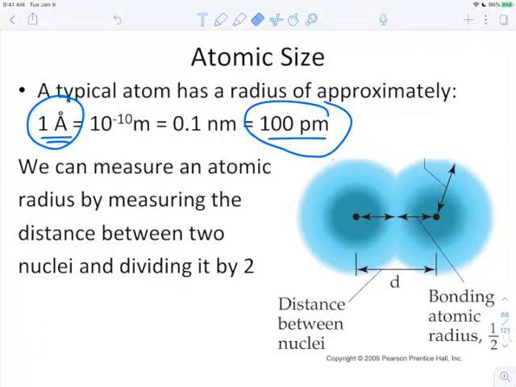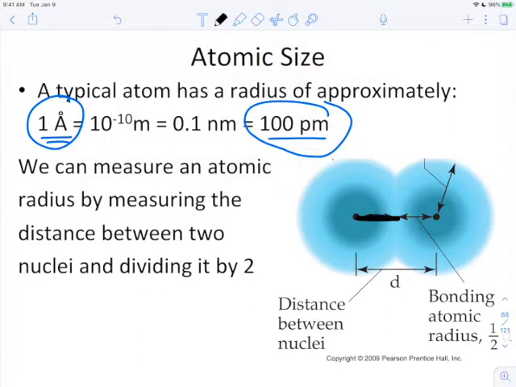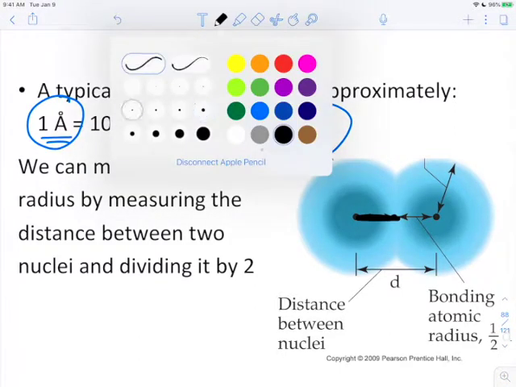All right, but what we do in order to figure out the radius, and we'll have this right here. So this right here would be our radius.